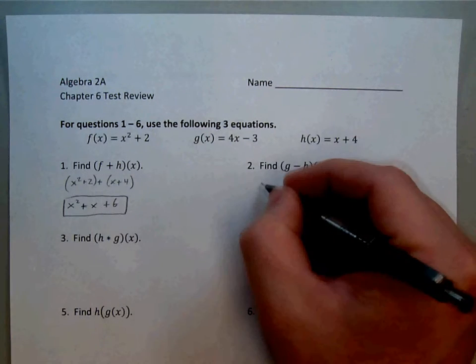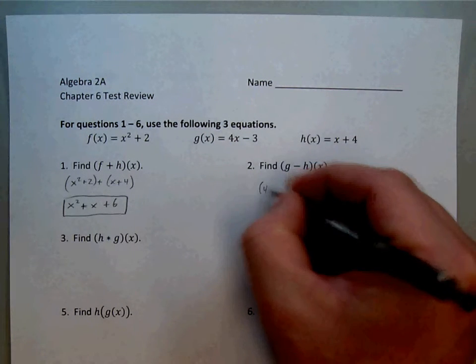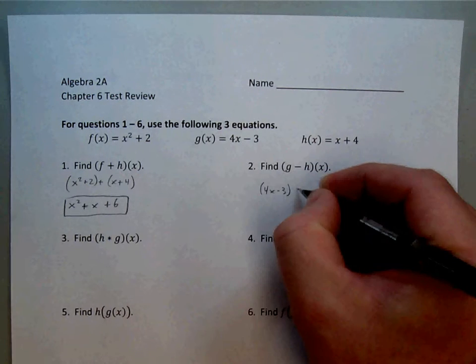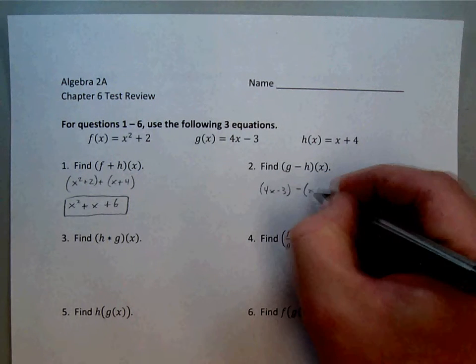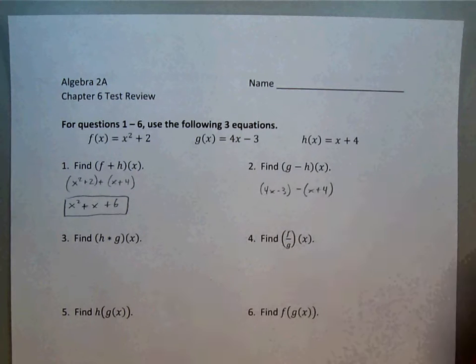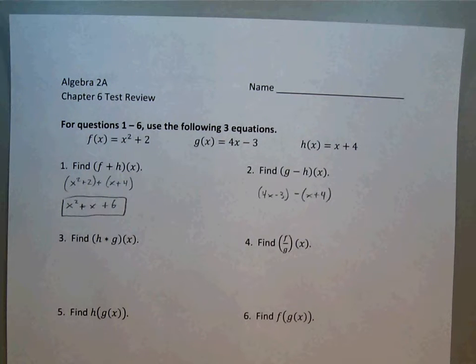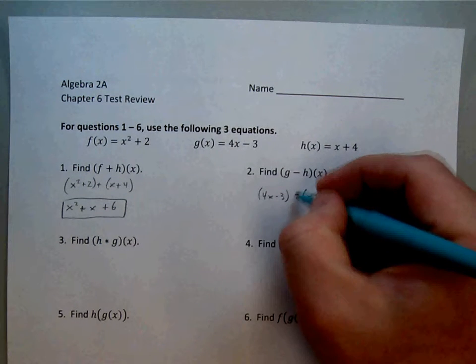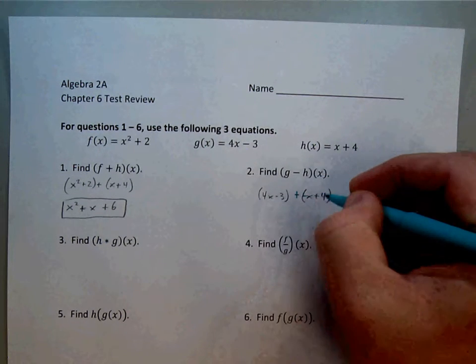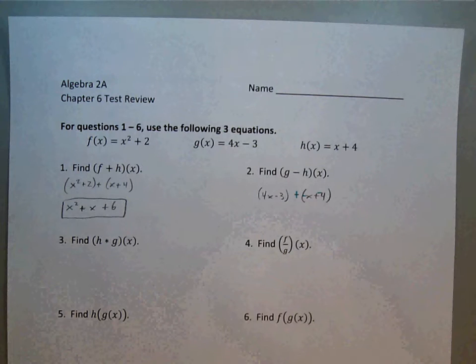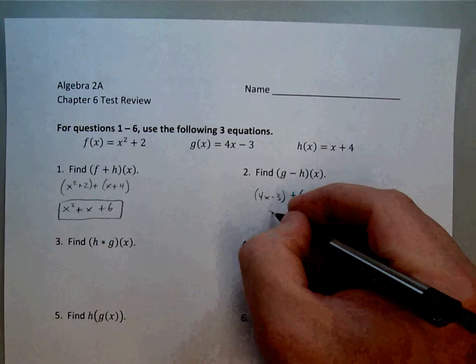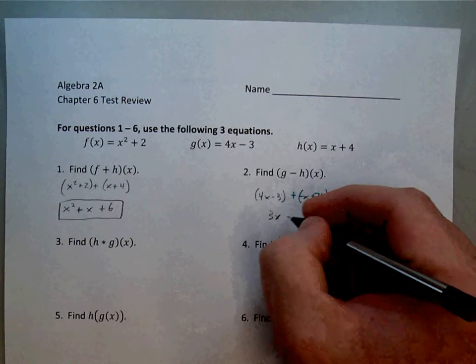Then now I subtract 4x minus 3 minus x plus 4. I want to distribute that negative throughout. I'll do that in a different color so you can see what I did. Change it to addition, distribute, so the x becomes negative, the 4 becomes negative. So then if I combine the like terms, 4x and negative x makes 3x. Negative 3, negative 4 makes negative 7.